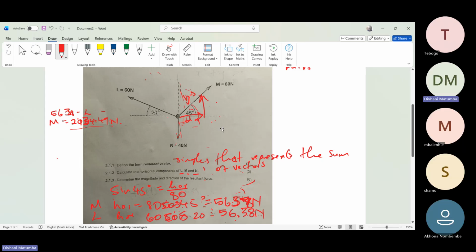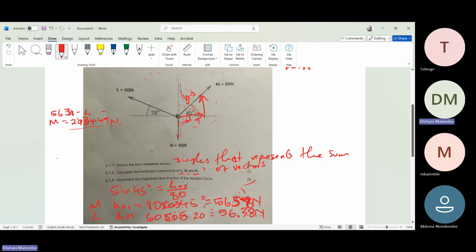Okay, so we all agree that the horizontal component of N is 0, right? Are we on the same page? Yes. Determine the magnitude and the direction of the resultant force. Okay, 6 marks. I'm giving you 3 minutes to do it.